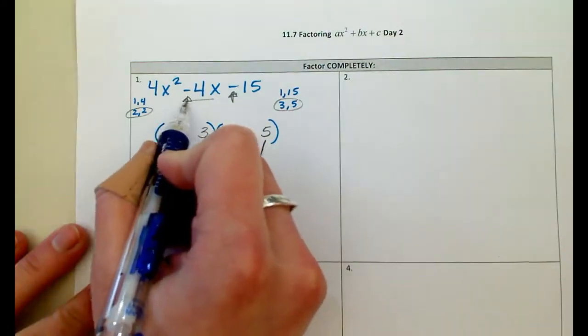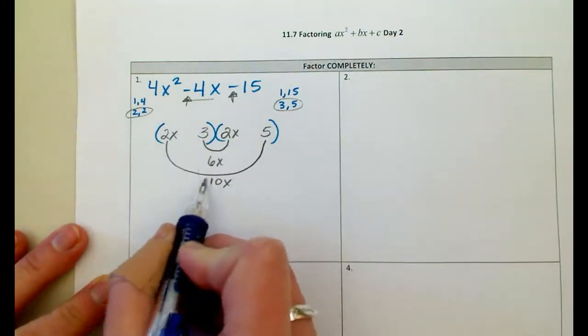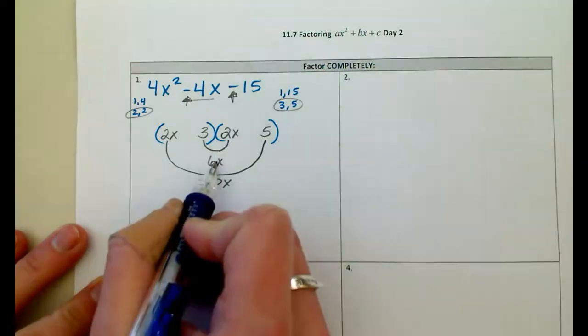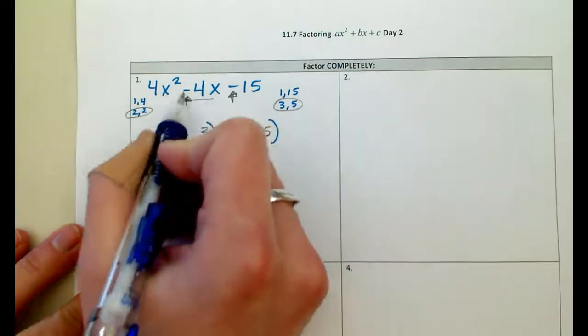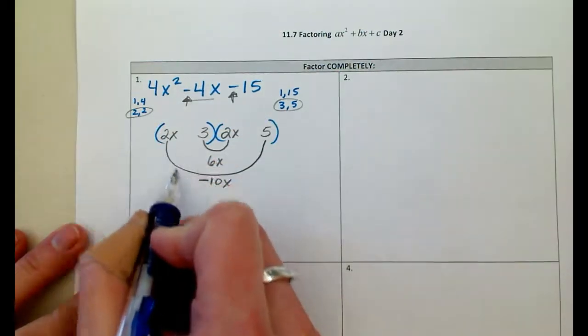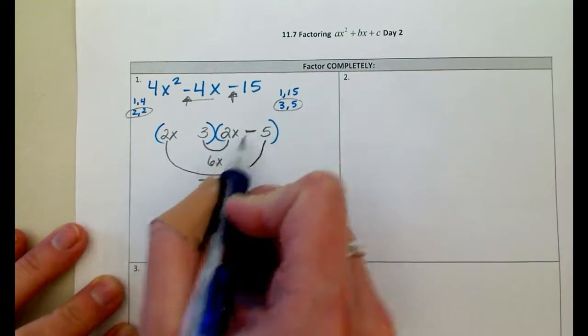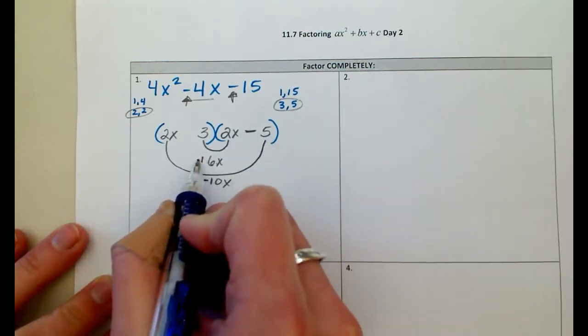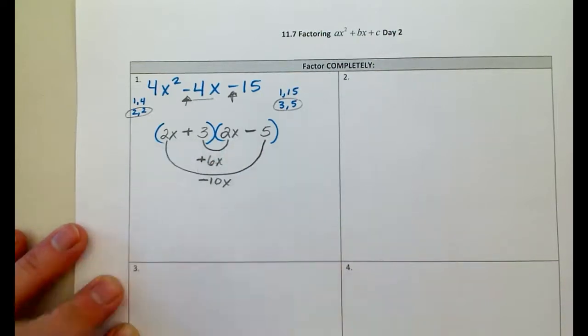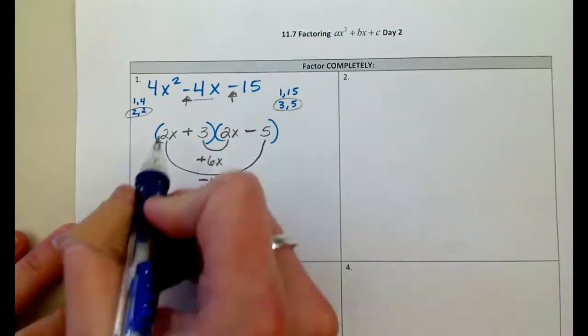Since my term is negative, my larger factor must be negative. So negative 10x plus 6x will give me my negative 4x. So I'm going to place my signs. This negative goes with the 5, and since this one is positive, my 3 is positive. Now I'm going to check the whole thing.